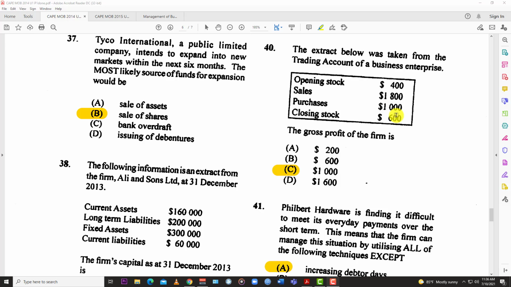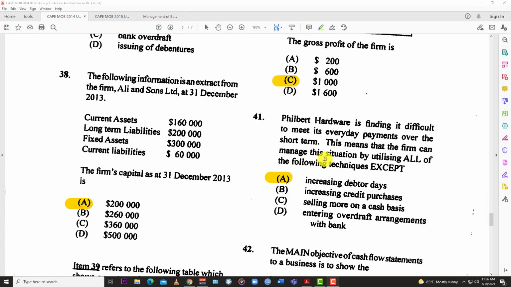Now to find the gross profit, you take the sales, which is 1,800, and you take away the cost of goods sold, which is 800 that we just calculated. And so 1,800 minus 800 is, of course, 1,000. So the answer is C.